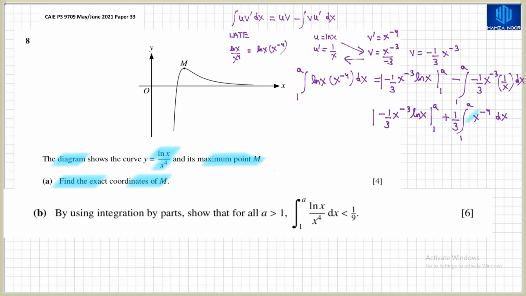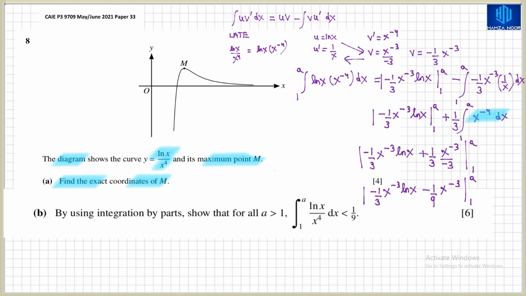Now we need to integrate x raised to the power minus 4 with respect to x. So in the next step, we can write it like this: minus 1 over 3 times x raised to the power minus 3 multiplied by ln x plus 1 over 3 multiplied by x raised to the power minus 3 divided by minus 3, upper limit a, lower limit 1. All right, so minus 1 over 3 multiplied by x raised to the power minus 3 multiplied by ln x minus 1 over 9 multiplied by x raised to the power minus 3, upper limit a, lower limit 1. So far we have achieved this.